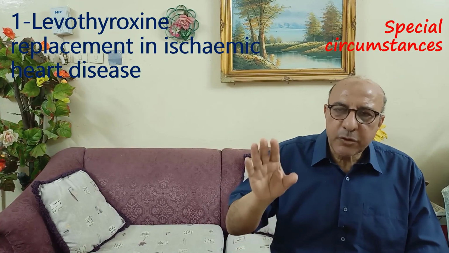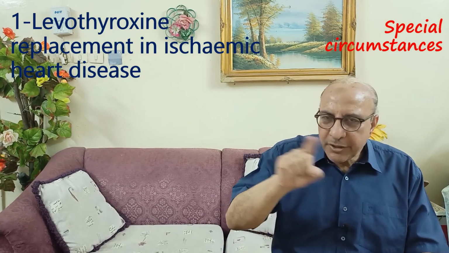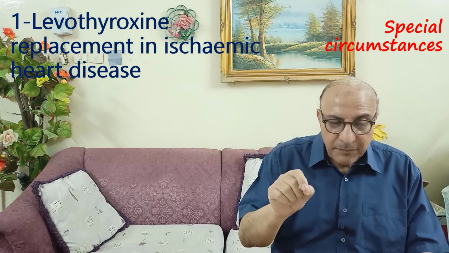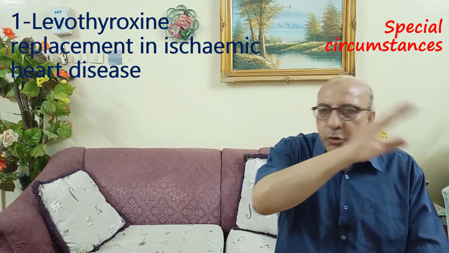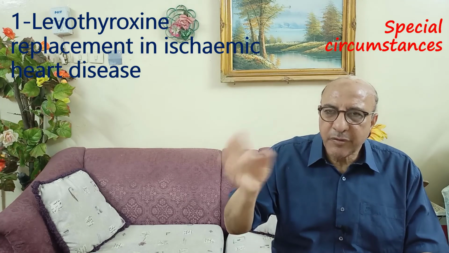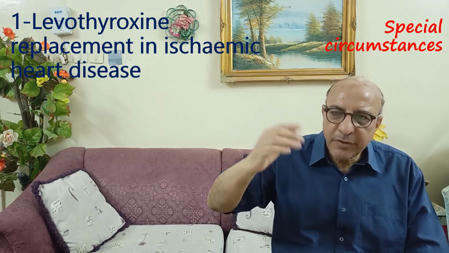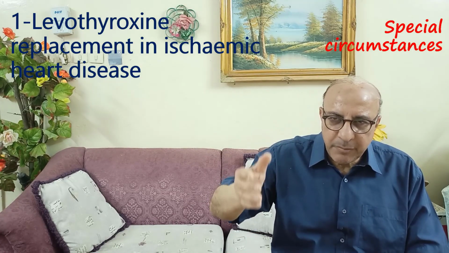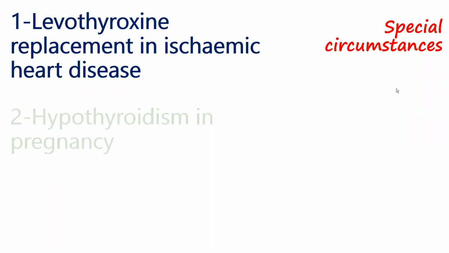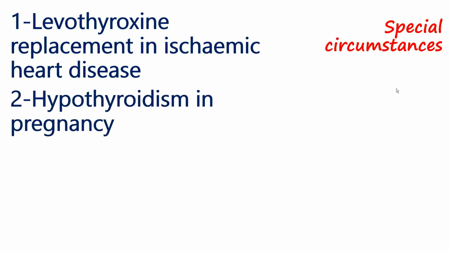That's why we start with a smaller dose, only 25 microgram per day, and also the increment should be no more than 25 every 3 or 4 weeks, observing any symptoms of ischemia developing in the patient, observing his ECG for any complication.